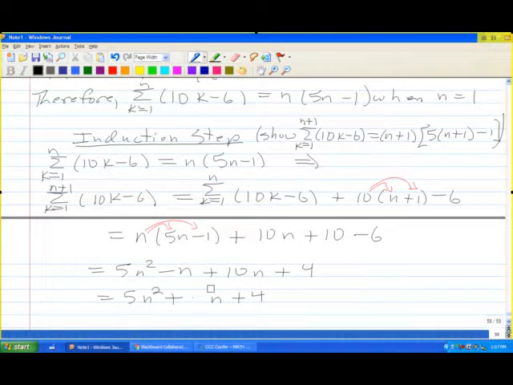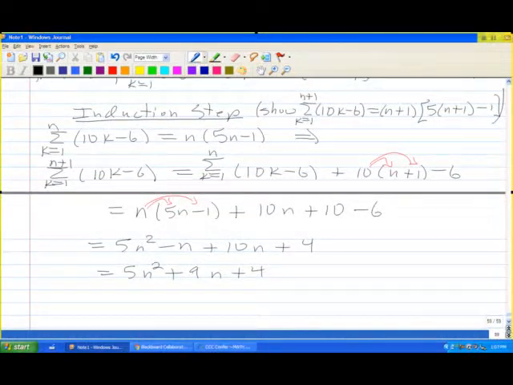Let's factor this. This factors as n plus 1 times 5n plus 4. Okay, so if I check, I get 5n squared plus 4n plus 5n is 9n plus 4. And so this is, again, just one of your polynomial factoring of quadratics.